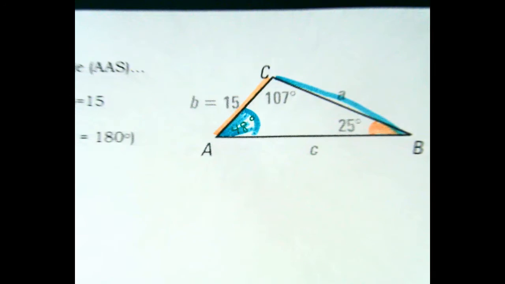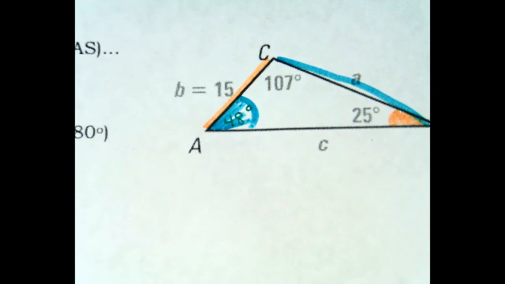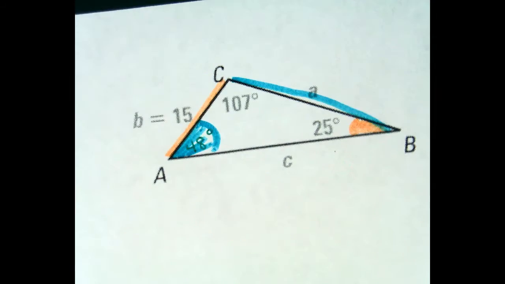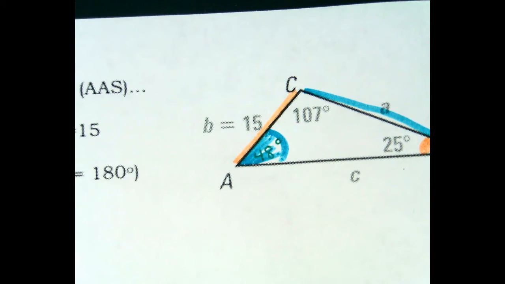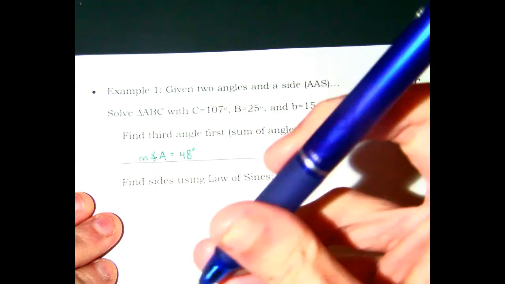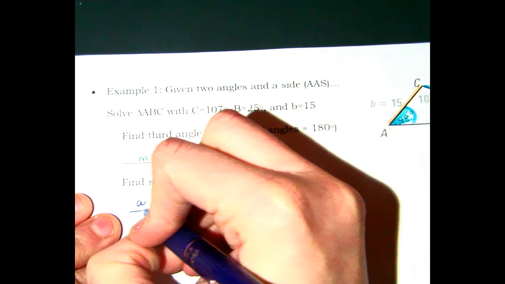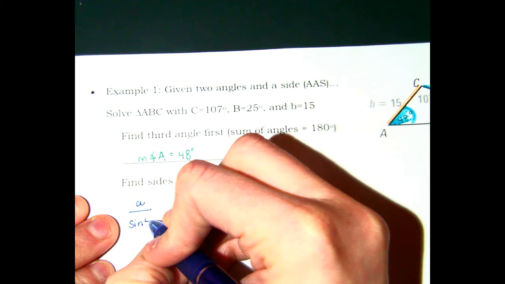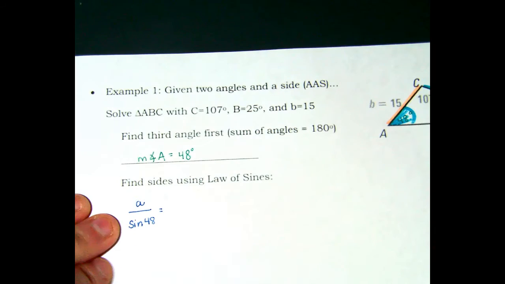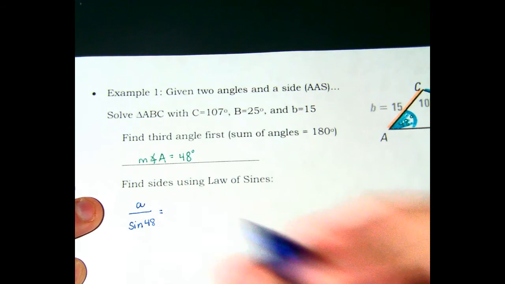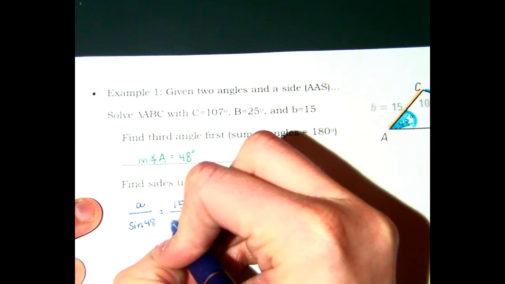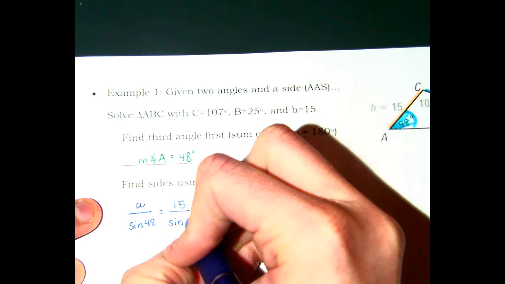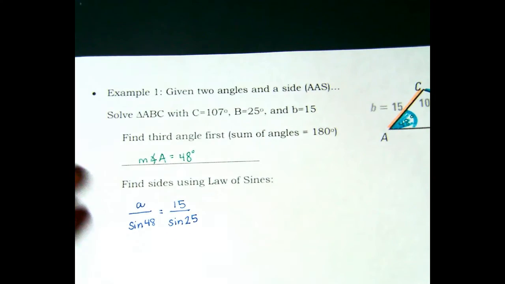Zoom in on that a little bit. Okay, so looking at our law of sines proportion, I have A, which we don't know, over the sine of A, but what is A? The angle A is 48 degrees. Equals B. What is this side B? Over the sine of B. What is the angle B? That is how I set up law of sines.